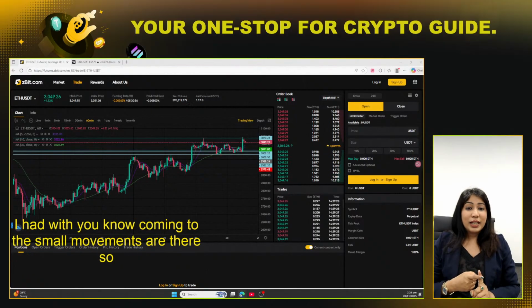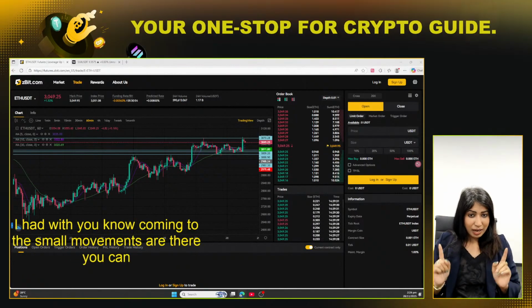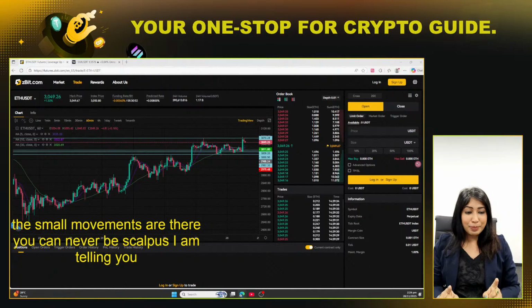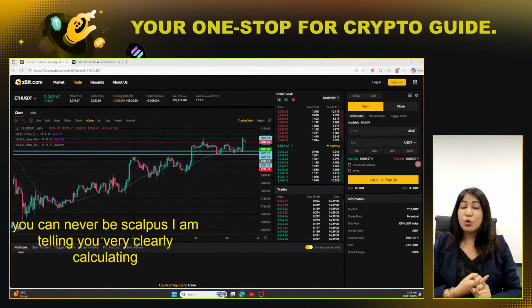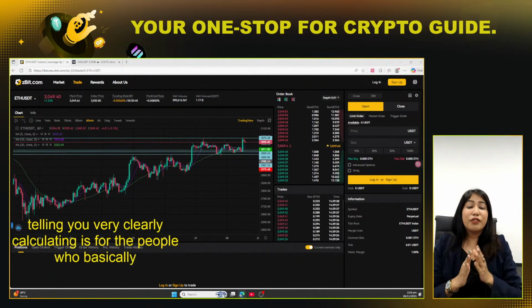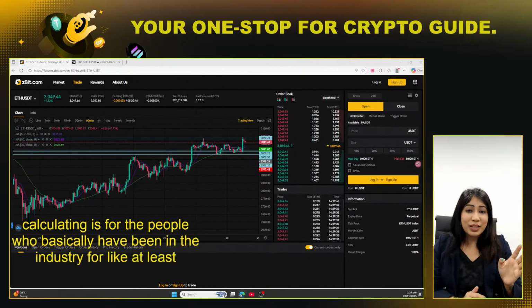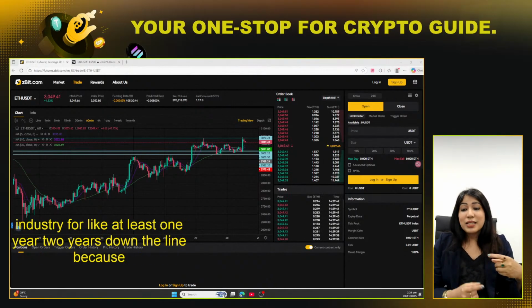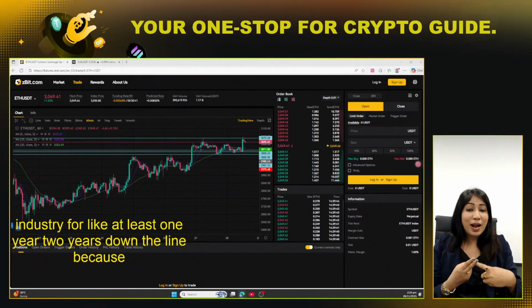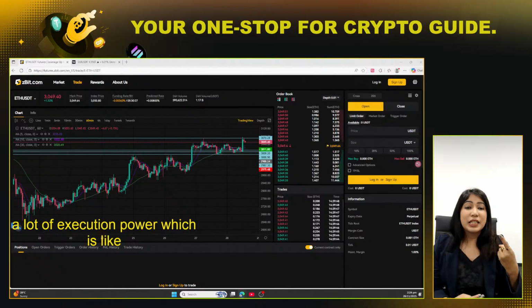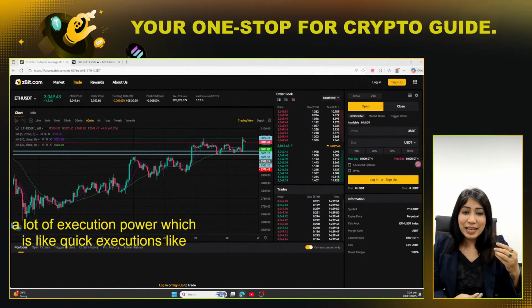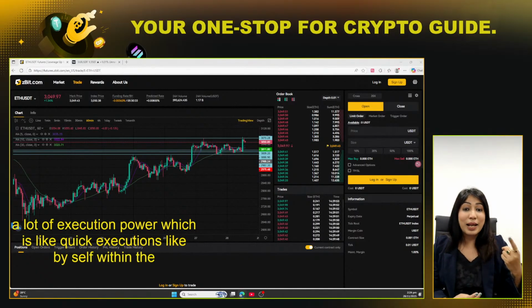Beginner traders can never be scalpers. I'm telling you very clearly, scalping is for people who have been in the industry for at least 1 or 2 years, because scalping requires a lot of expertise. Scalping requires a lot of execution power, which means quick executions, buy and sell within fractions of seconds. That's what I'm talking about.